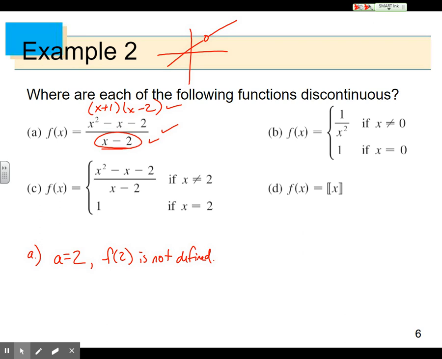There's a hole there. Even if you thought there was a vertical asymptote there, it's not defined on a vertical asymptote. So you would still be correct in saying f of 2 is not defined. All right, let's go to B.